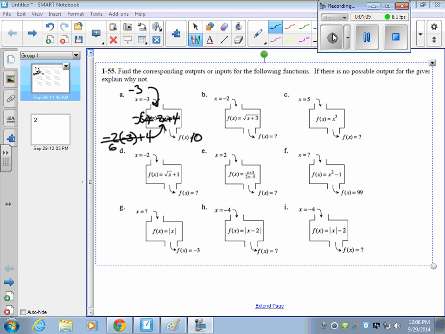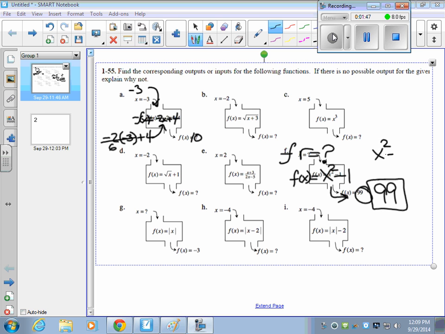But when it comes to problem F, it's a little bit different. Here they're asking what has to be put in order to get out a 99. I see that the rule here is that x is squared and then I subtract 1. So whatever I plug in for x gets squared, then 1 gets subtracted, and 99 has to come out. Some number, when I square it and then subtract 1, is going to give me 99.